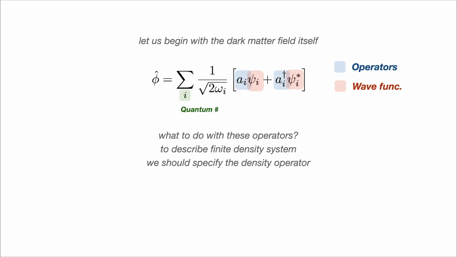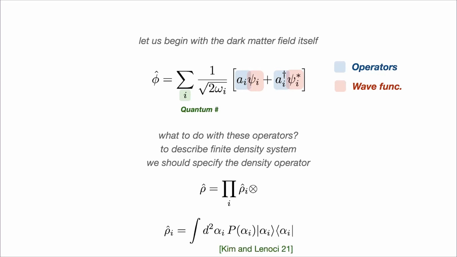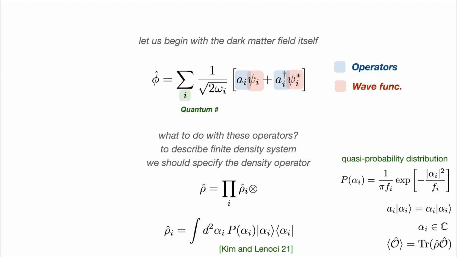Secondly, we have to specify the density operator of the system. The density operator will be given by a direct product of the density operators of each mode, like this one. The density operator of each mode will be given by this kind of integral, where P is a quasi-probability distribution and alpha is a coherent state. The coherent state is something that, when you act the annihilation operator on it, spits out a complex number.